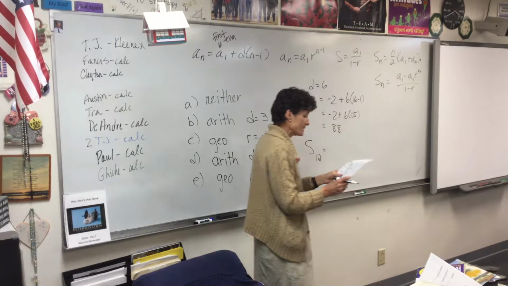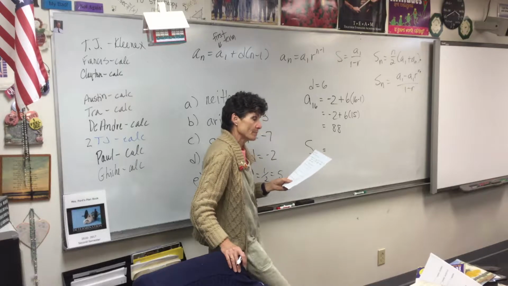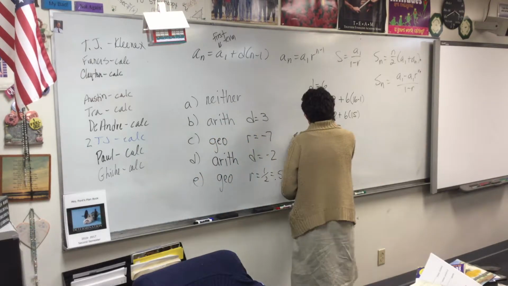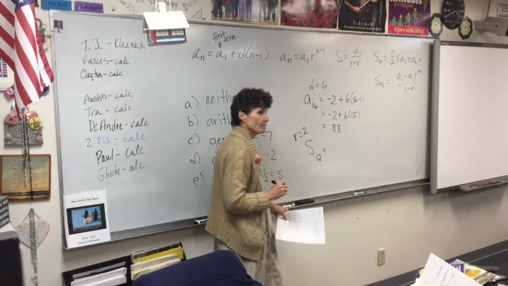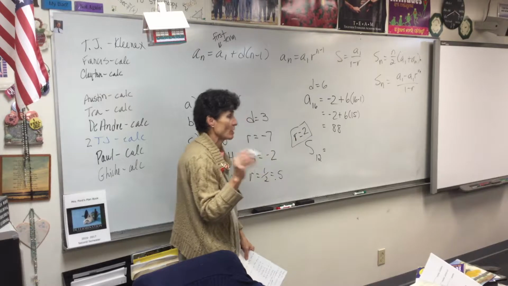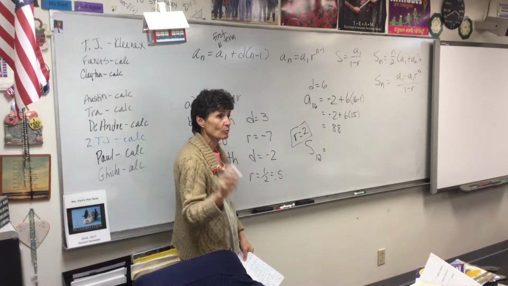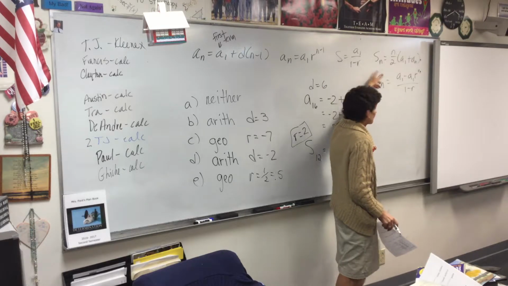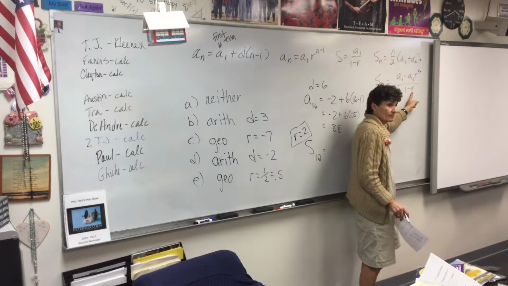Well, let's see. What kind of sequence do I have? It's geometric. We are multiplying by 2. That's called the ratio. It's geometric when the number you multiply by is the ratio. So which of these 2 formulas am I going to use? The one with the ratio in it, right?